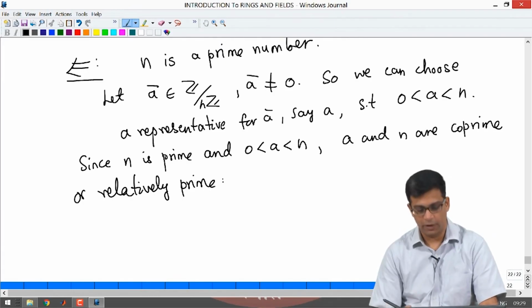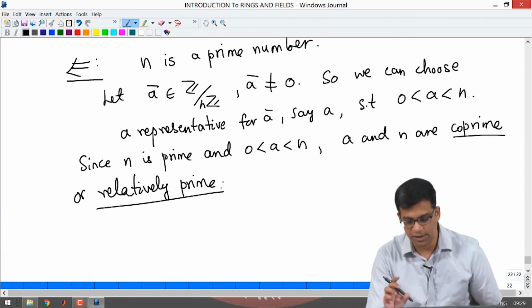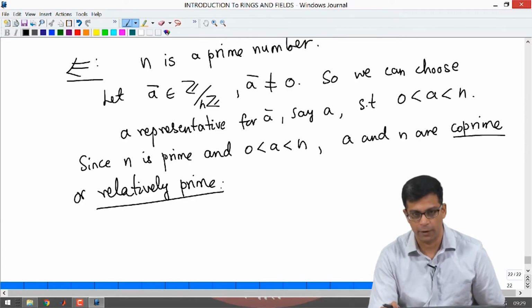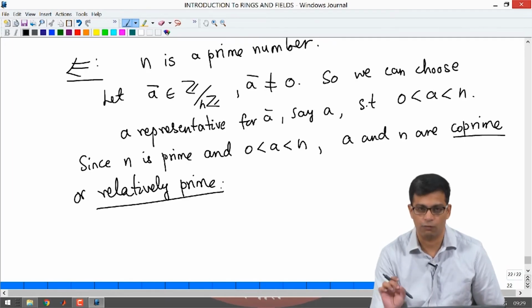A and n are relatively prime, or co-prime, these mean the same thing, that means they have no common factors. Because n is a prime number, the only factors of n are n and 1. A is strictly less than n, so n cannot be a factor of A. So, the only common factor of A and n is 1.